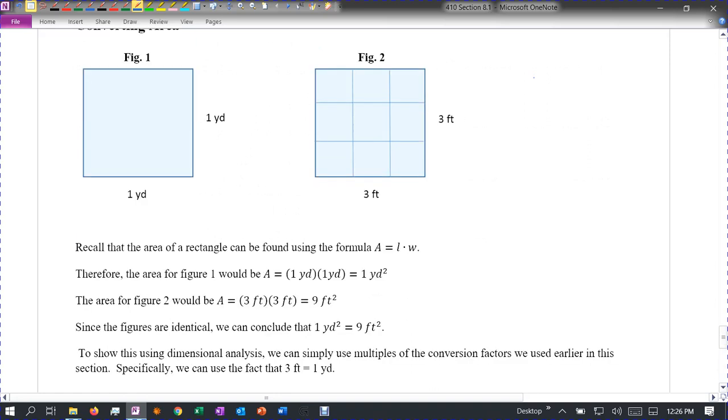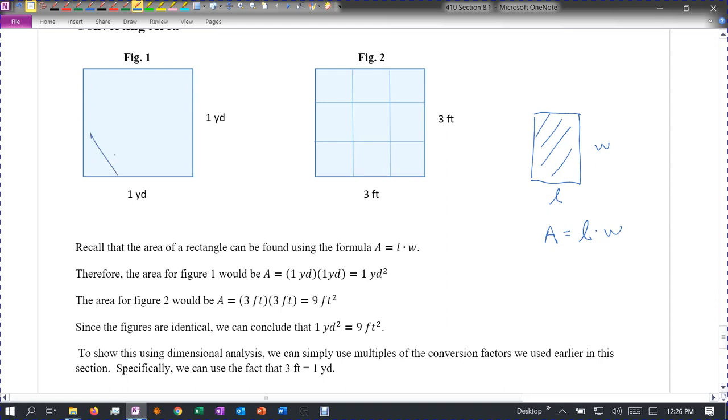Okay, now let's talk about converting areas. Recall that if you have a rectangle, the area, which is the amount of space in here, is always going to be your length times your width. It doesn't matter which side I call L and which side I call W. If I multiply those two together, L times W, that gives me the area inside.